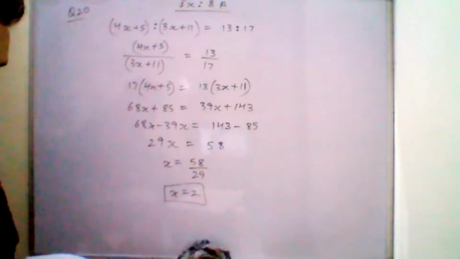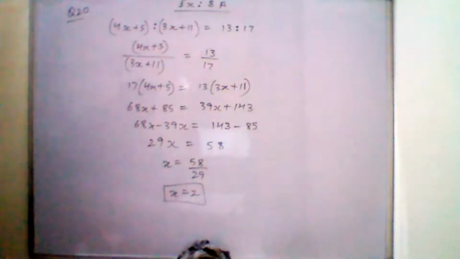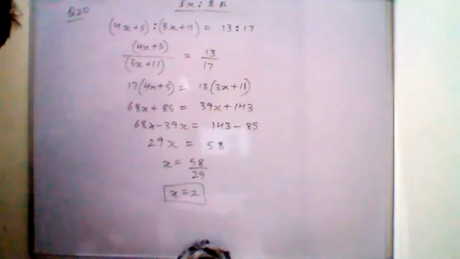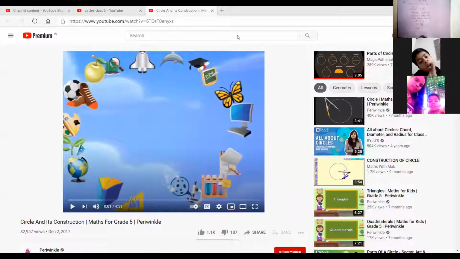What did we do in the last class? You explained the types of circles and its parts. I explained what a circle is and what the parts of a circle are. Sir, you explained radius, diameter, and center. Have I shown you any videos on the topic? No, sir. You said you will show a video in the next class.